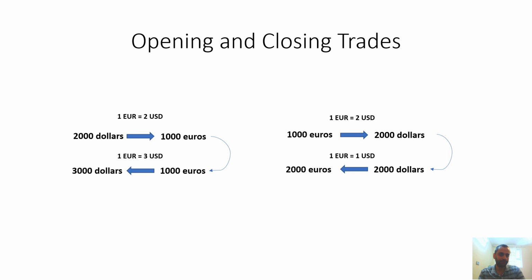In summary, opening a trade means that based on our market prediction, we enter a position to buy or sell some currency. And closing a trade occurs when you decide to exit that position to receive a profit or loss. The difference between the opening and closing prices determines your gain or loss.